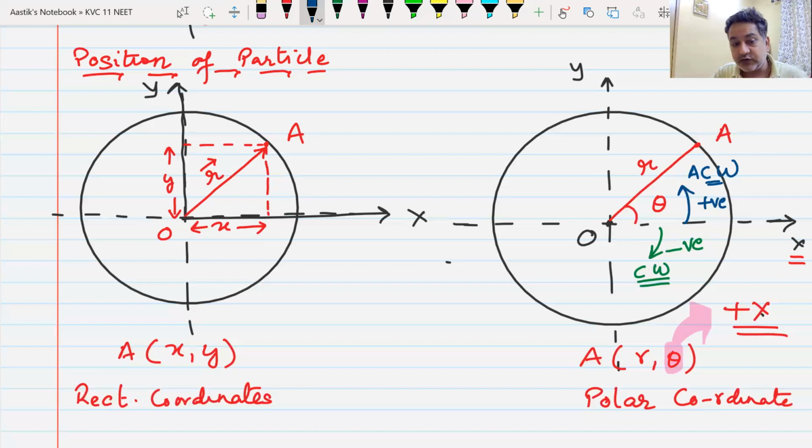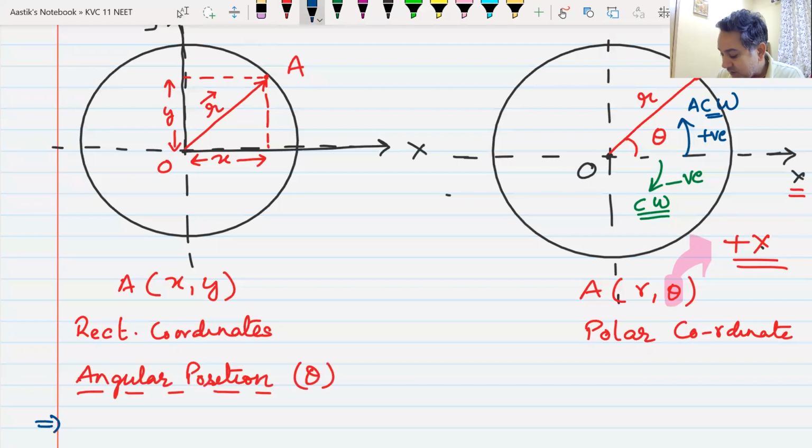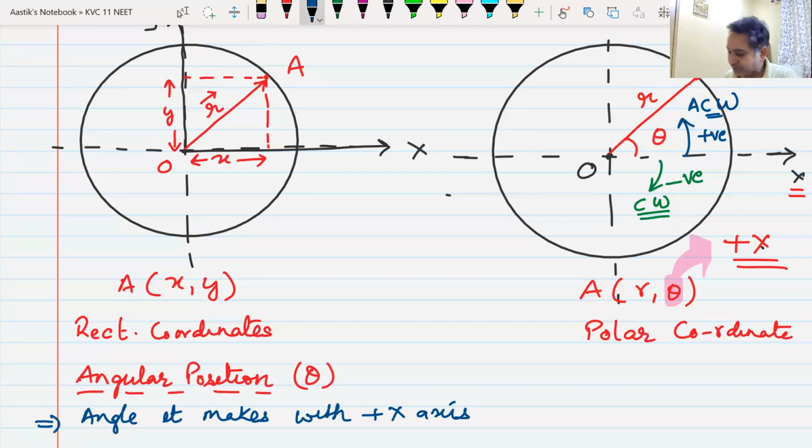So the first thing that we are going to study is number one, the angular position of the particle. It is given by the angle theta. And what is this angular position of the particle? It is the angle it makes with the positive direction of x-axis.